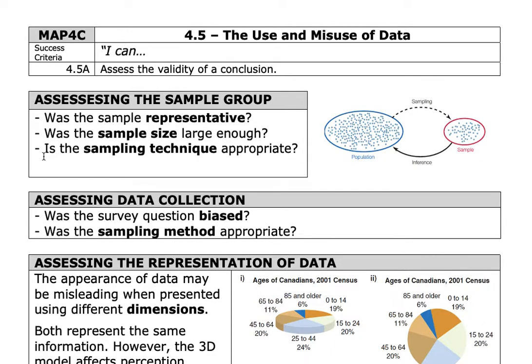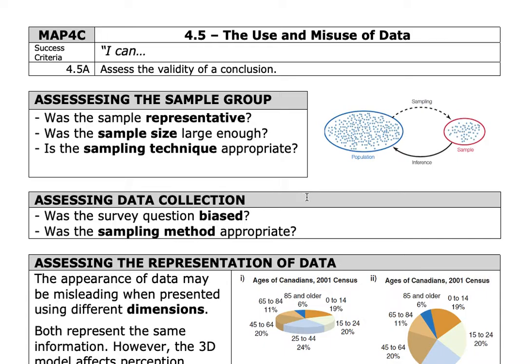Next, we need to think about the sampling technique. The sampling technique is the way in which you've selected members of the sample. And if you've selected these members randomly, hopefully it's a good representative sample for the population.